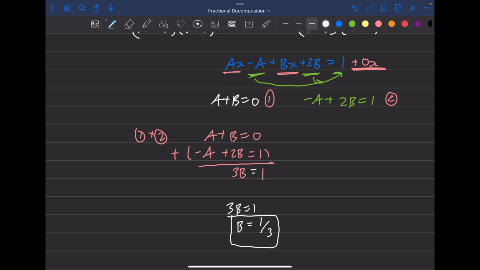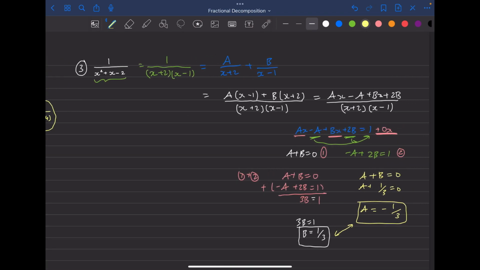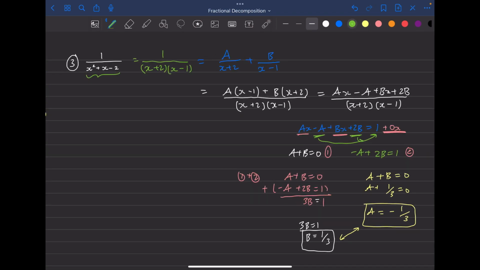And we are done finding b. Now for a, let's use equation 1 to find that. If we know that a plus b is equal to 0, and we know that b is 1/3, a must be equal to negative 1 over 3 using basic algebra. And we're done. So we found what a and b are. And now from here, the easiest step, let's plug them back into the original equation that we have here. So if a is negative 1 over 3, let's write that down. So negative 1 over 3 over x plus 2 plus, and then b is 1 over 3, so 1 over 3 over x minus 1.